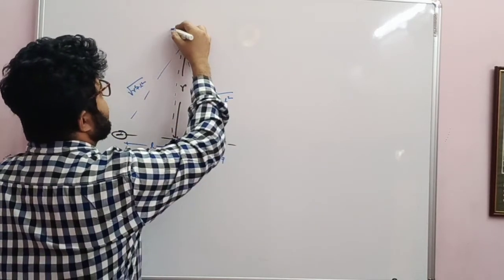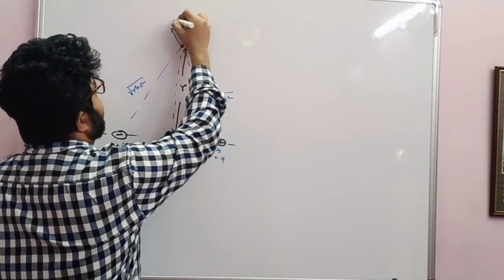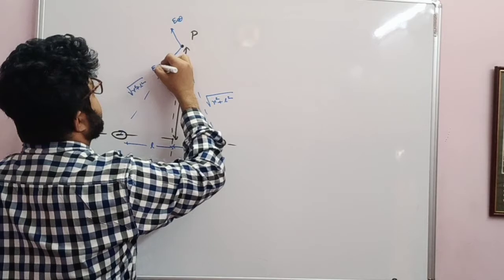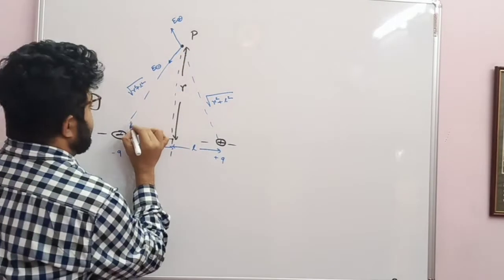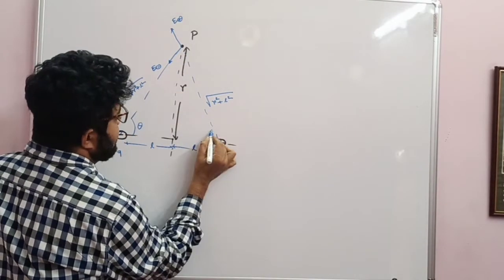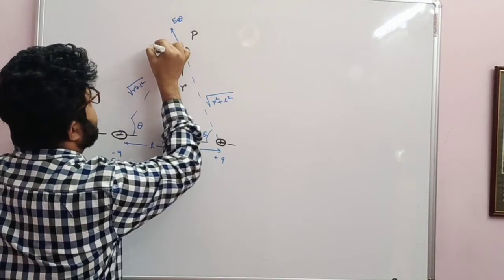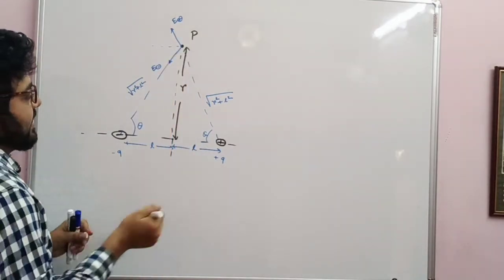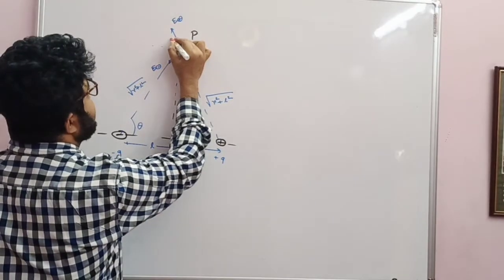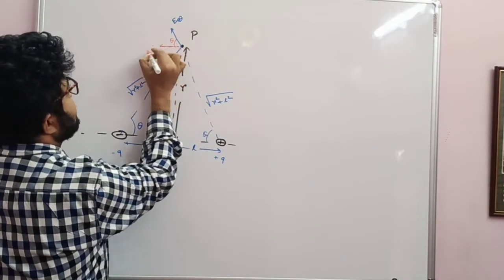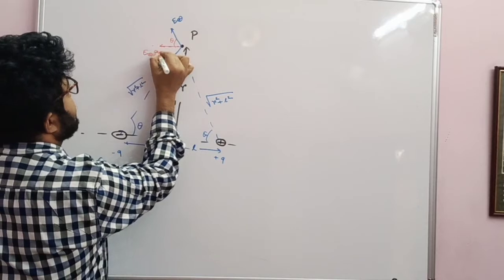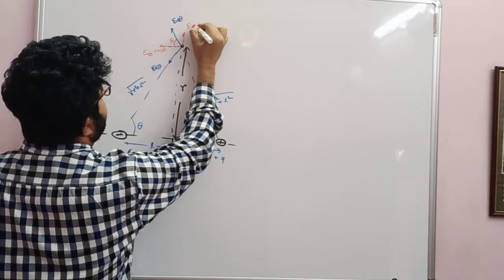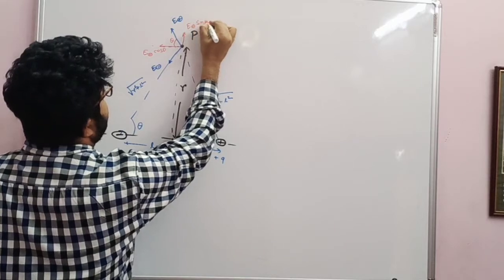As this is a positive charge, the electric field is away. As this is a negative charge, the electric field is towards. Now this angle is theta, and this angle is theta. Along the base, the component is E plus cos theta, and perpendicular to the base, it is E plus sin theta.